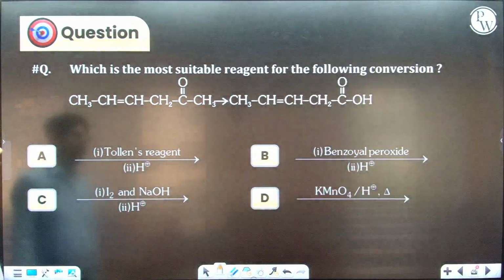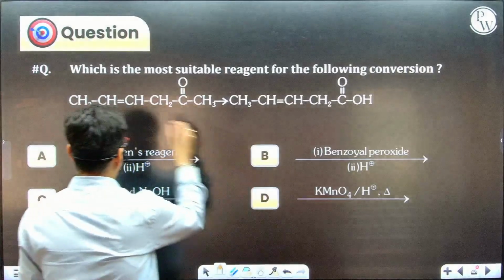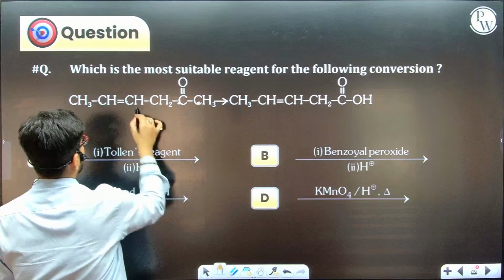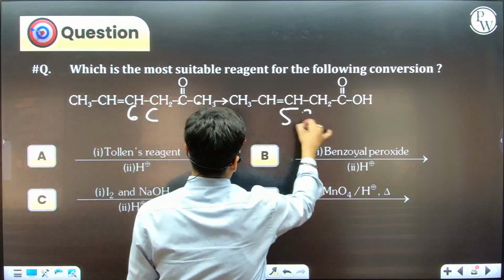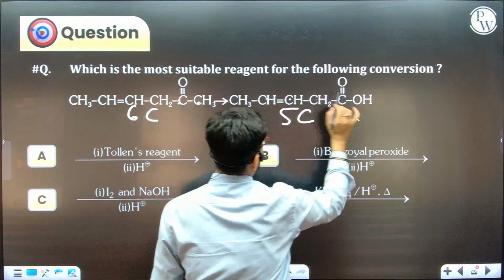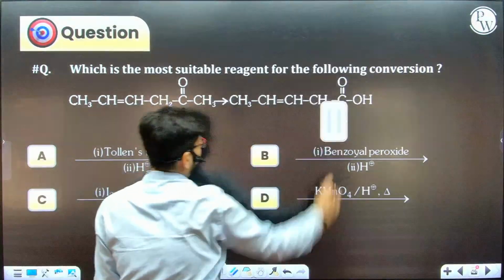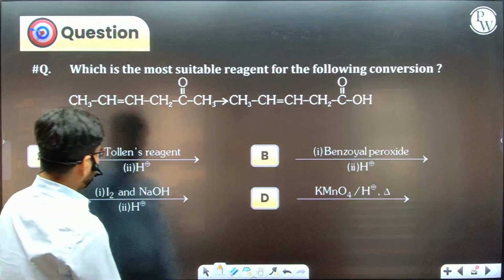Also, the number of carbon atoms has changed. If you look at this compound, how many carbon atoms are there? 1, 2, 3, 4, 5, 6. There are 6 carbon atoms. Here there are 5 carbon atoms: 1, 2, 3, 4, 5. What to do now? We can check every option.